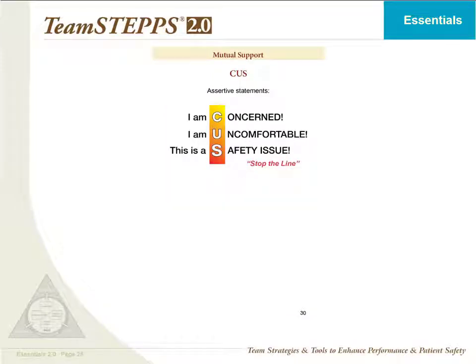Using the CUS technique provides another tool for conflict resolution, advocacy, and mutual support. Signal words such as danger, warning, and caution are common in the medical arena. They catch the reader's attention. In verbal communication, CUS and other signal phrases have a similar effect. If all team members have a shared mental model and are on the same page when these words are spoken, all team members will clearly understand the issue and its magnitude.